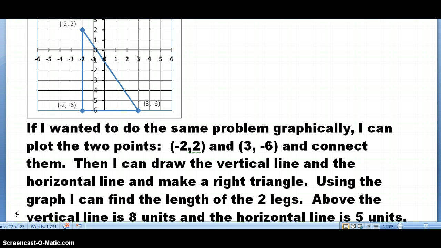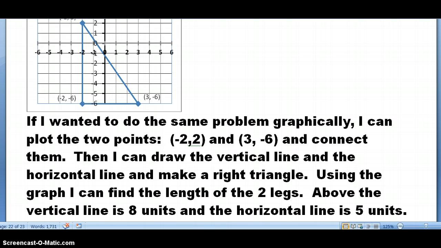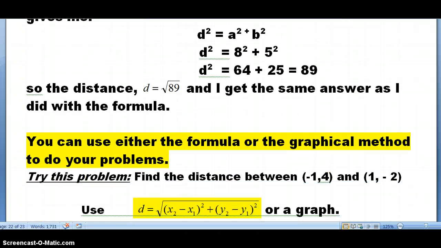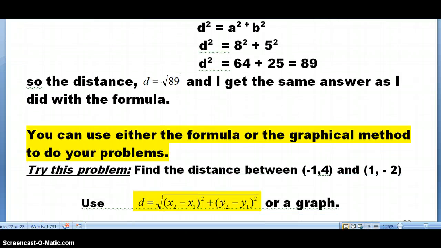I get exactly the same results that I did before using that formula, or I can use the Pythagorean theorem and substitute. So I know the length of one leg is 8, 8 squared is 64, the length of the other leg was 5, which gives 25, and I get the distance squared is equal to 89. Taking the square root of both sides, I get the distance is the square root of 89, exactly the same answer. So use either the formula or the graphical method, whichever one is easiest for you.